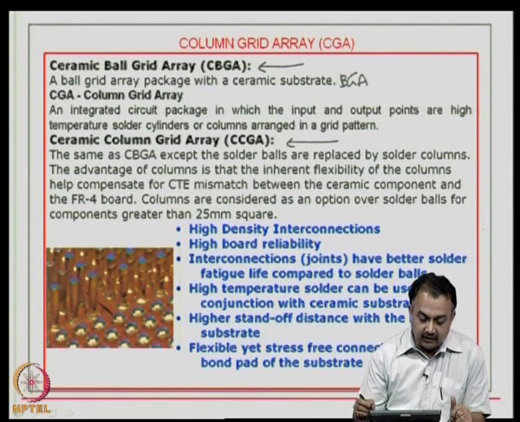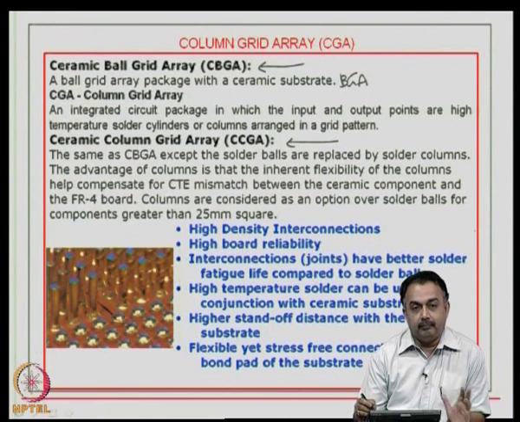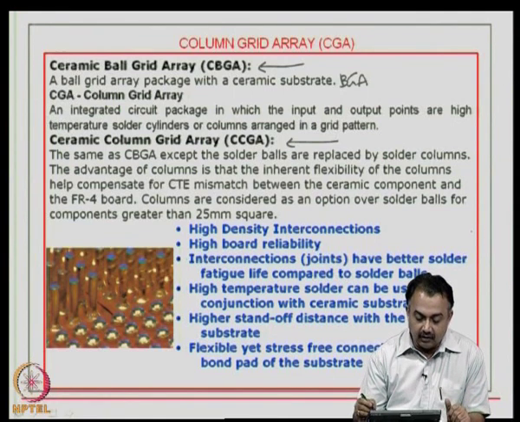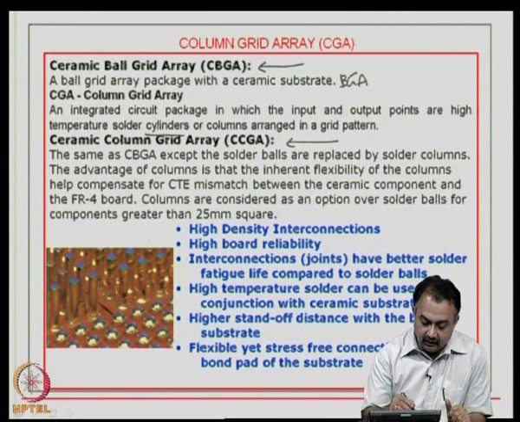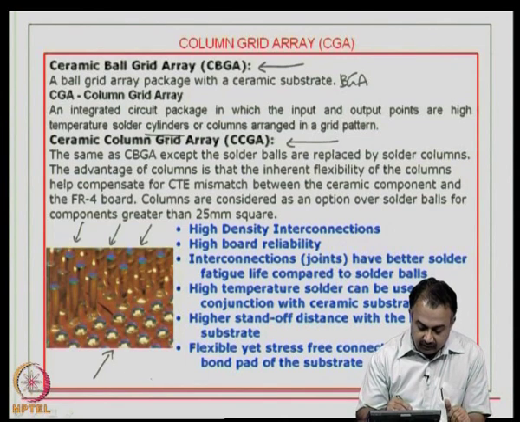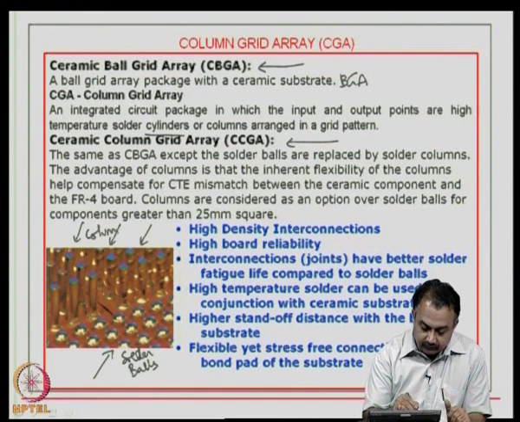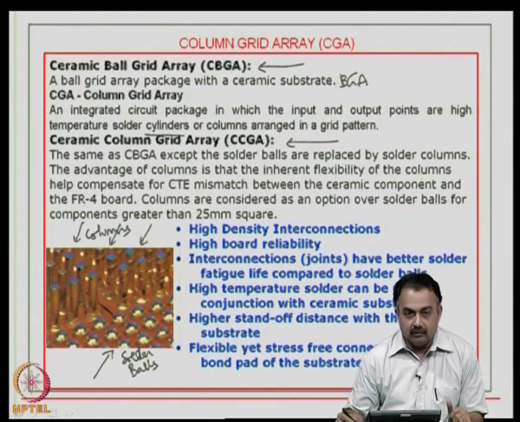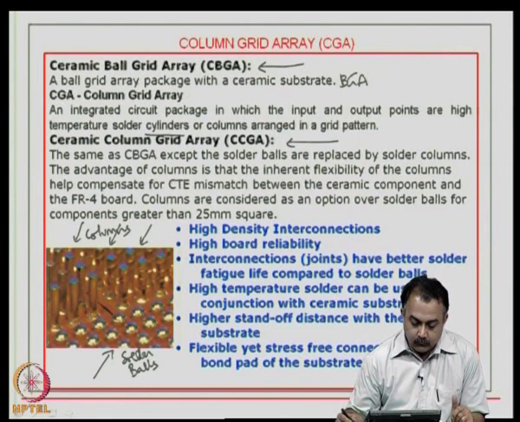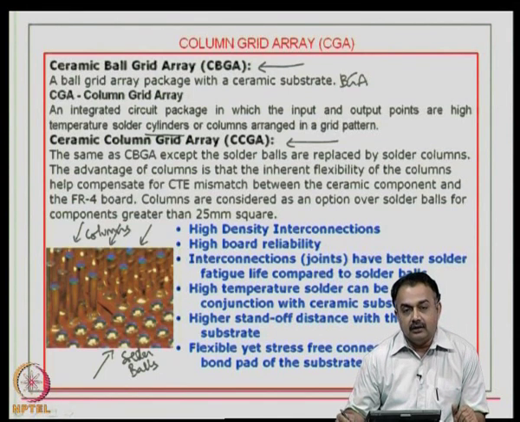Now, we will go to look at defining what is a column grid array. It is basically an IC package in which the IO pins are high temperature solder cylinders. So, basically you are going to see solder cylinders. If you look at this picture here and if you look at the bottom of the picture, this is basically solder balls, and here these are columns, solder columns, okay, and these are arranged in a grid pattern like your ball grid array.